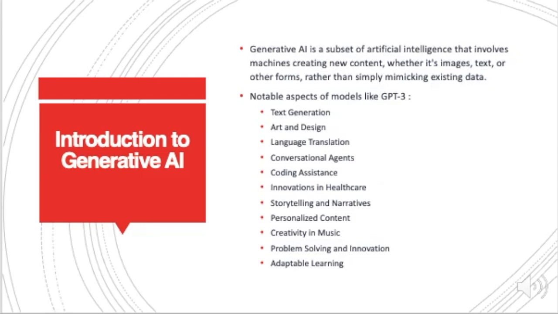So generative AI, particularly models like GPT-3, has demonstrated remarkable creativity and innovation across various fields. So we'll touch upon a couple of the notable aspects here, like text generation. Generative AI can create human-like text, ranging from articles and stories to poetry and code. This ability has applications in content creation, creative writing, and even assisting writers in generating ideas.